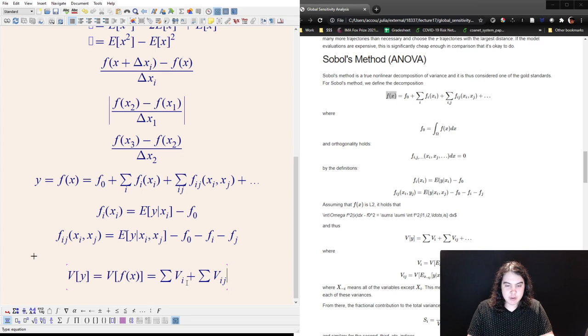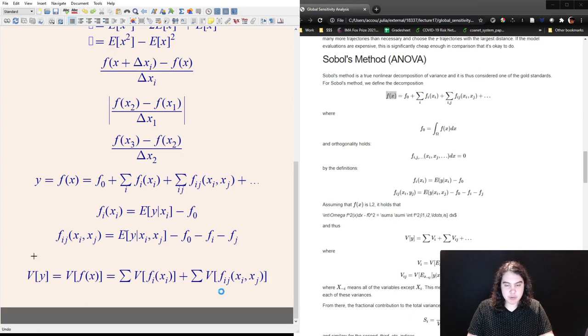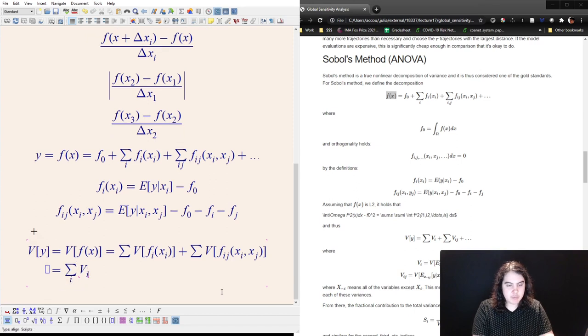Let me write this out: the variance of f sub i of x sub i, and the variance of f sub ij of x sub i, x sub j. And these are what we then call the Sobol indices, or the Sobol variances. So this is the sum over i of all the first variances, plus the second variances, and so on and so forth.